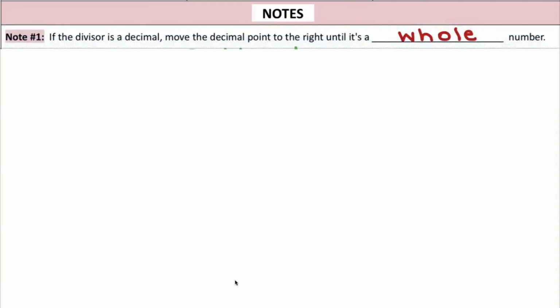Our notes are going to be really helpful today. If you need any help, you can always refer back to these. So we'll take all of our notes and then we'll practice with some more examples. So our first note is, if the divisor is a decimal, move the decimal point to the right until it's a whole number.